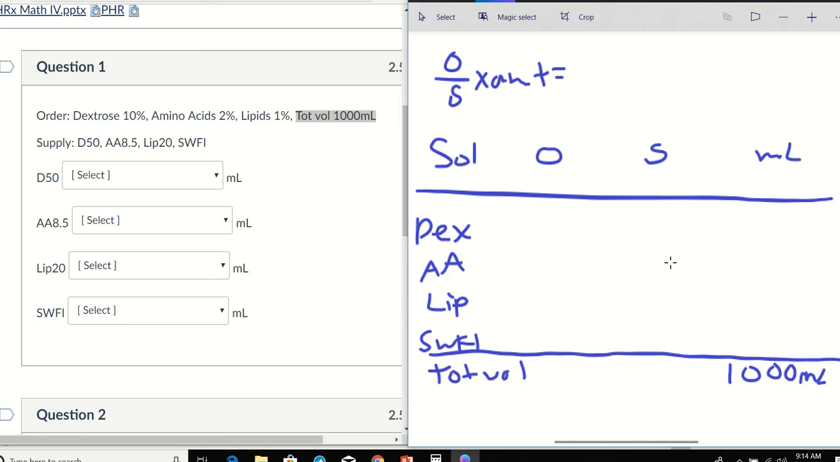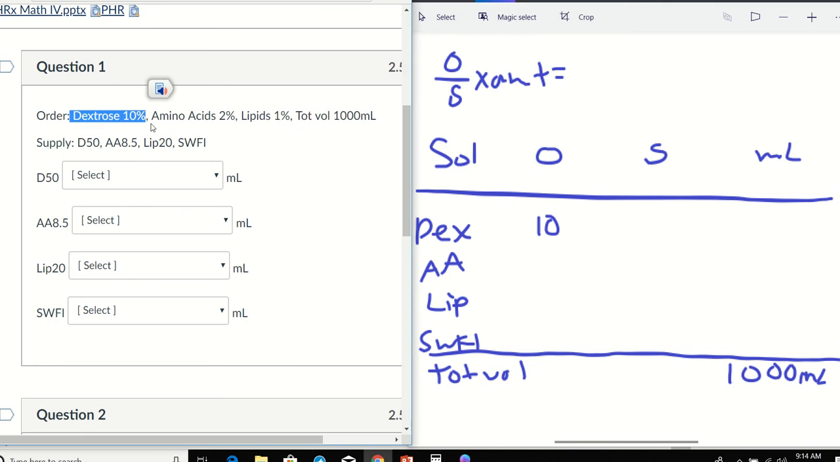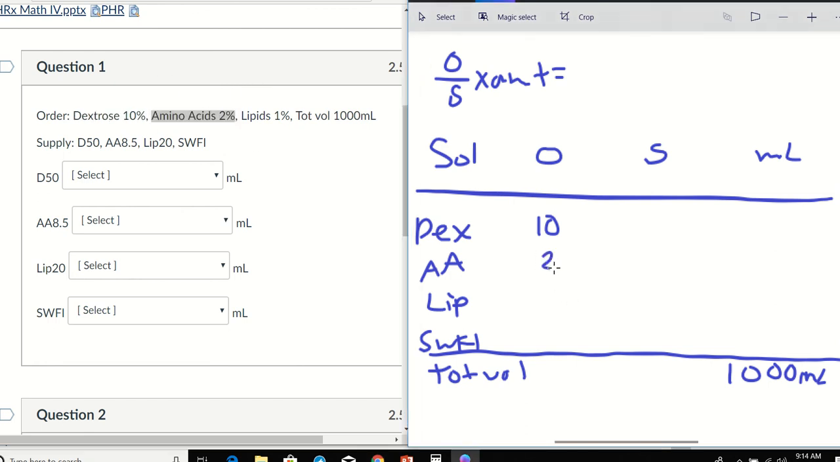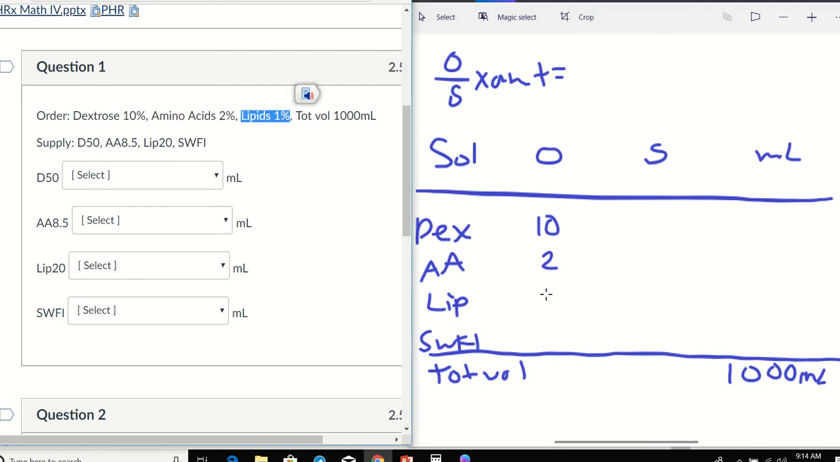So the order for dextrose is 10%. Right. So here's the order. The order for amino acid is 2%. The order for lipids is 1%. And for the total volume, I put it here at the bottom.